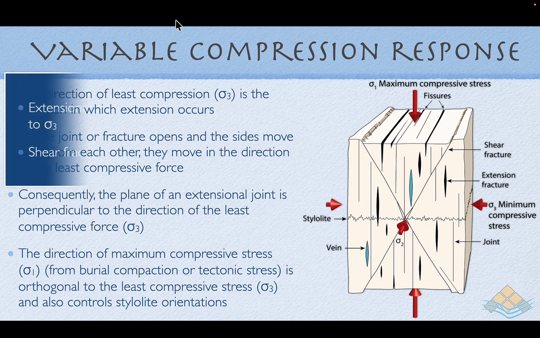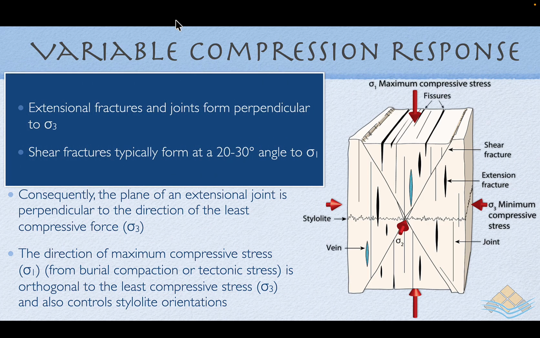We make the general observation, and we'll keep this in mind throughout this discussion of fractures, that extensional fractures and joints form perpendicular to sigma 3, while shear fractures typically form at a 20 to 30 degree angle to sigma 1. We went into this in a lot more detail in the salt tectonics course, where we did a detailed discussion of the separation of ductile versus brittle responses, focusing there on salt, but the same criteria also hold, as we've summarized here, for carbonates and for any sediment.